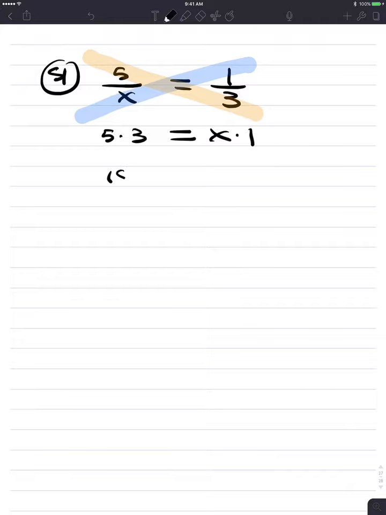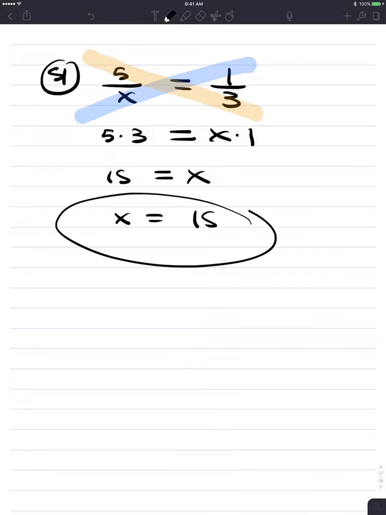Now 5 times 3 is 15, and x times 1 is x because anything times 1 is itself. This statement that 15 here is x is the same statement as saying x is 15. It doesn't matter how you read it. Either way would be okay. 15 is x or x is 15. We have actually solved this proportion. Equal ratios.